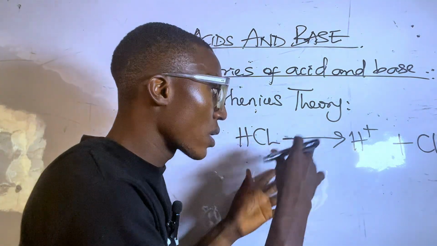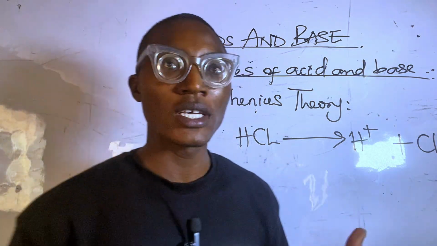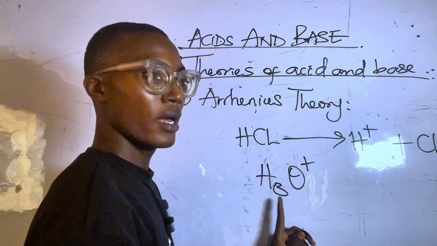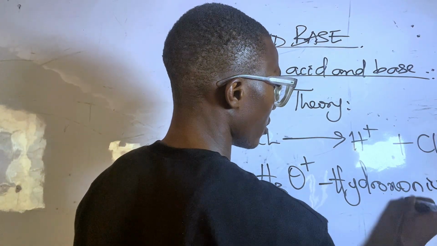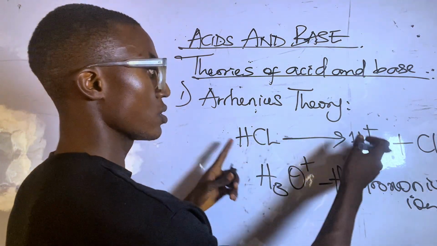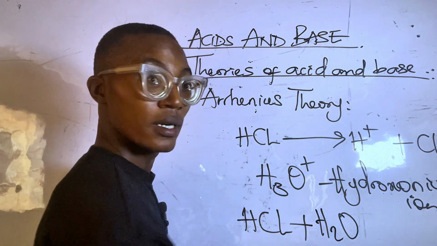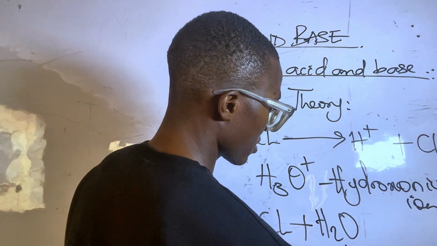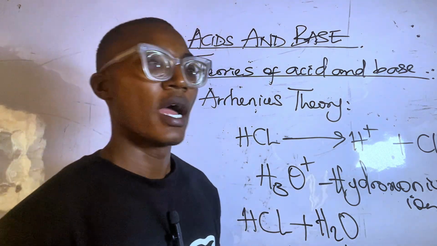We can't find the water, and that's why the definition was actually remodified to be a substance which produces hydroxonium ion as the only positive ion when in water. So using this example now, I have this HCl in water giving H3O plus Cl minus. That is the definition of acid according to Arrhenius.